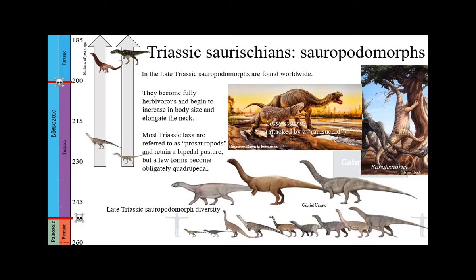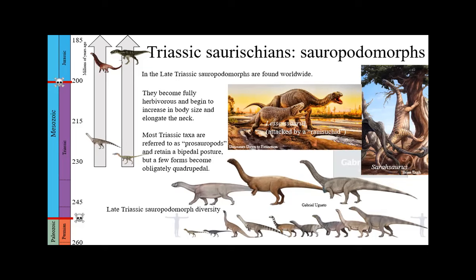And then eventually in the Triassic, there are some very large sauropodomorphs, these are all to scale with a person right here, that become fully quadrupedal. I hope you can see that the long necks are getting there. They're long pretty much the whole time. There's lots of ecological diversity here in terms of body size and reach.